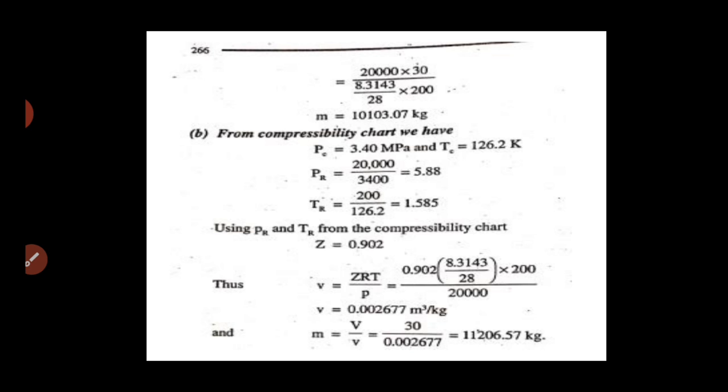So you found here that the mass is not 10,103, but it is more. It is more than 1,100 kgs more. It is 11,206 kg. So this is the actual difference between ideal gas as well as real gas. So in real life, we need to consider the real gas equations, and in this problem we have used the compressibility chart to find out the mass. Thank you.